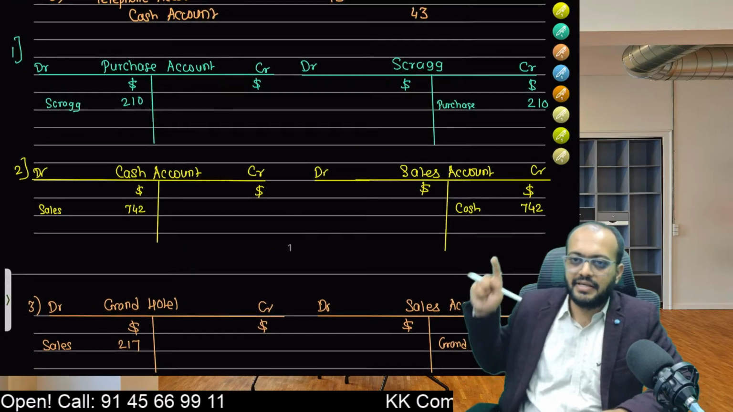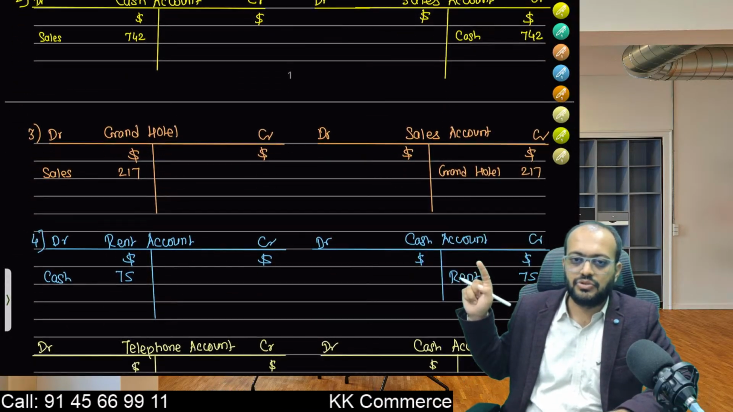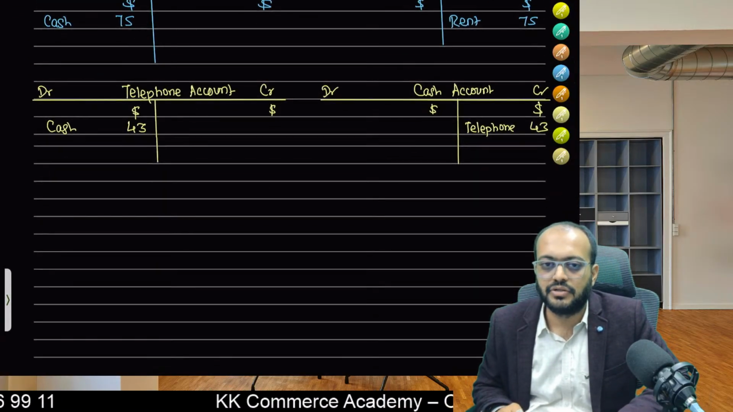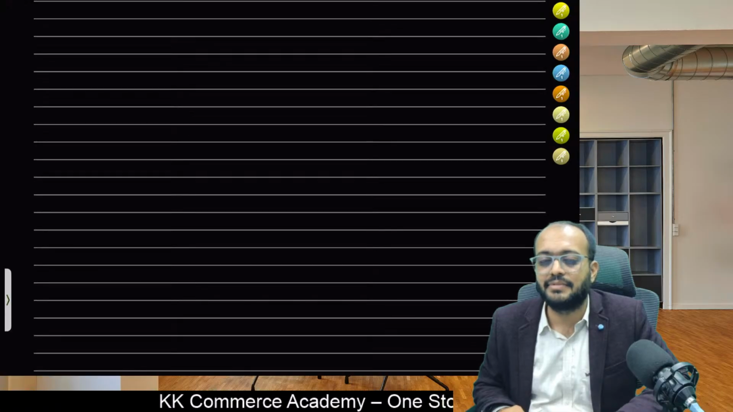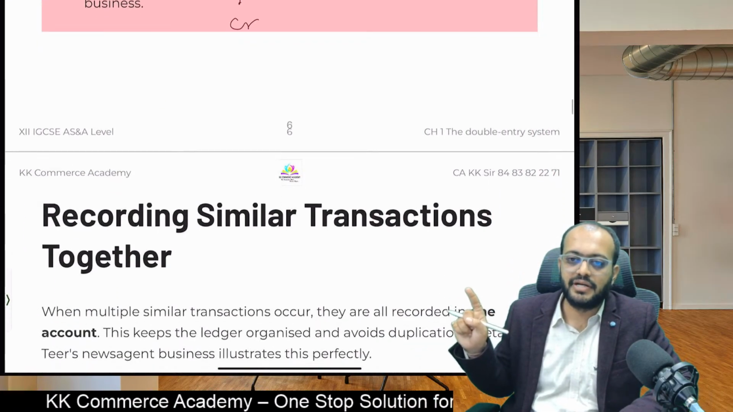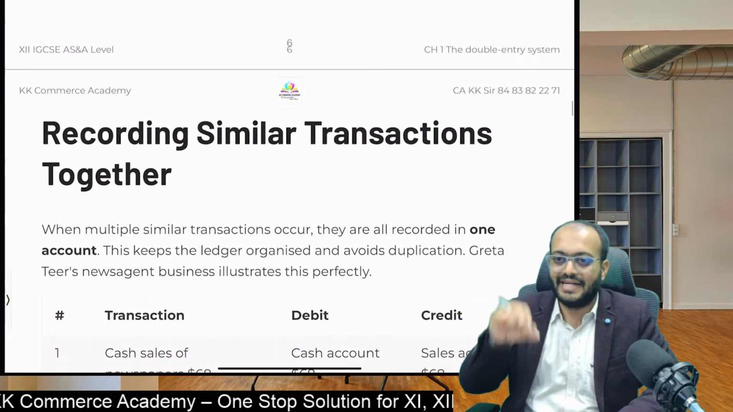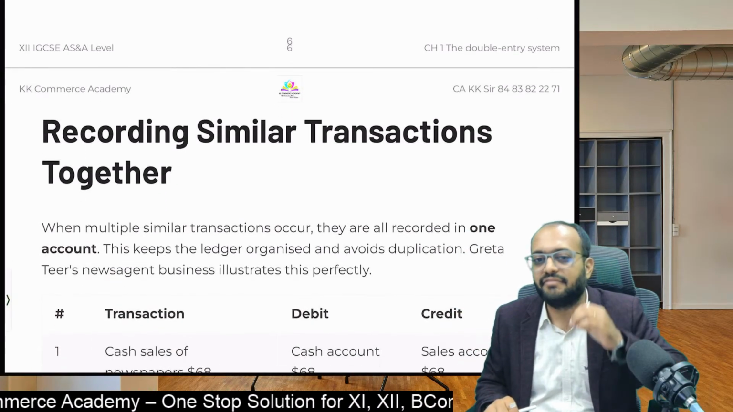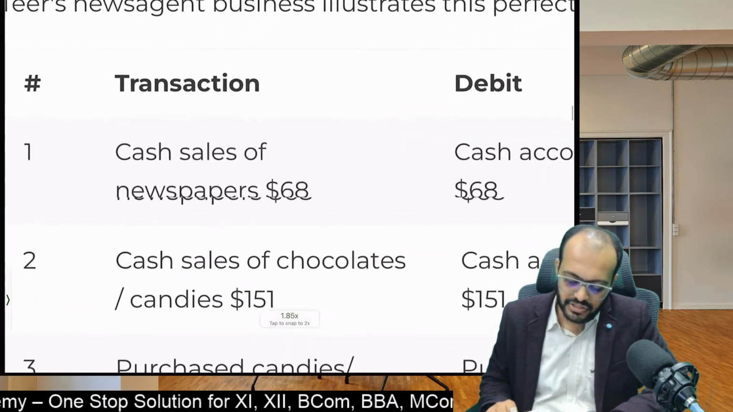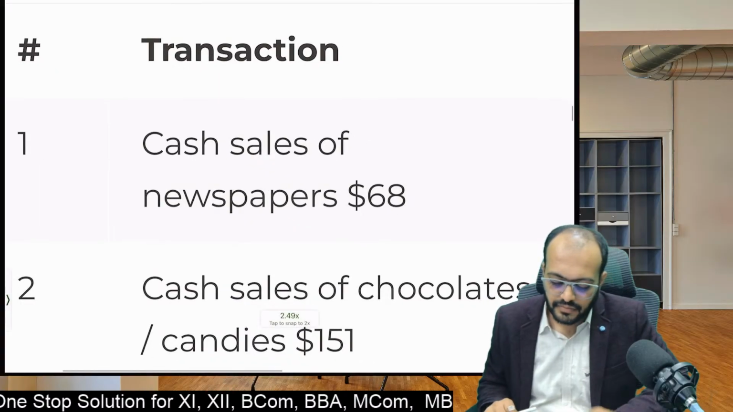Okay. Even you can say sales account is here also, right? It is also twice. So students, no account should be repeated. Now all the similar transactions should be recorded in the single ledger. That is the point here, recording similar transactions together. Okay. So let's see. You will get the proper understanding only when you draw the transactions with me, when you solve the transactions. So let's see, students.